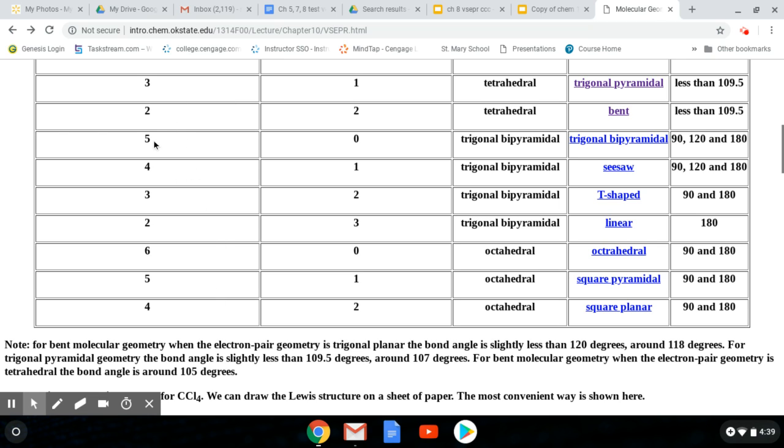So if we have 5 things around it, we have 5 and 0, 4 and 1, 3 and 2, and 2 and 3. All 4 of these make trigonal bipyramidal, but then the molecular geometry changes depending on how many lone pairs we replace a bonding pair with. So trigonal bipyramidal has 5 bonding pairs and 0 lone pairs.